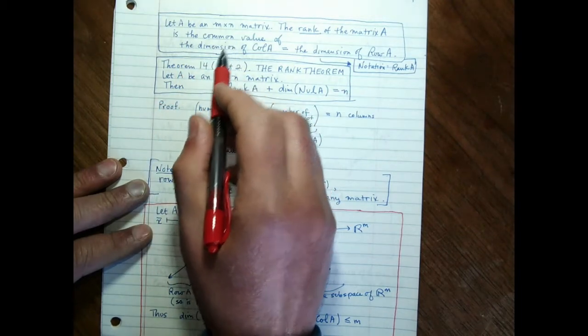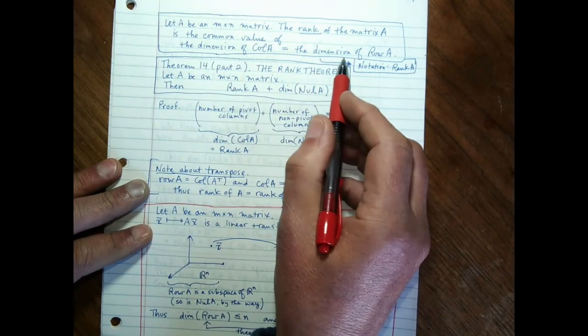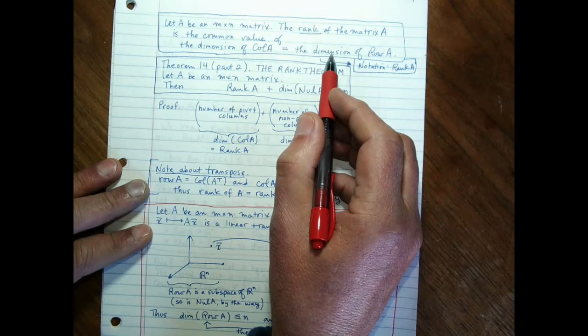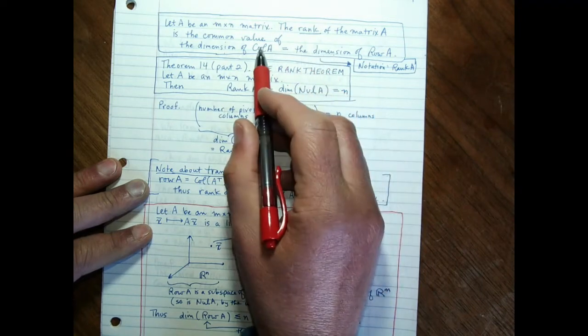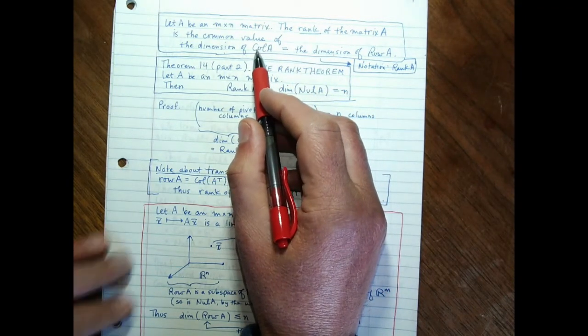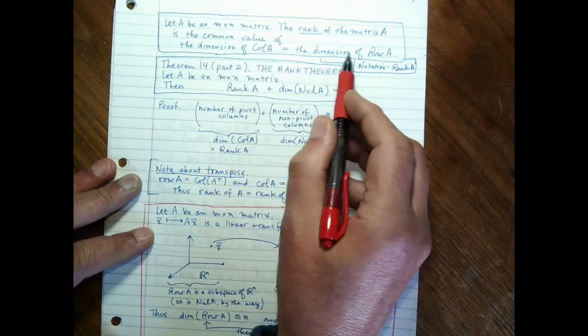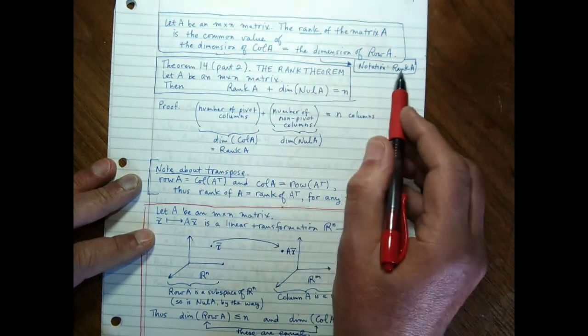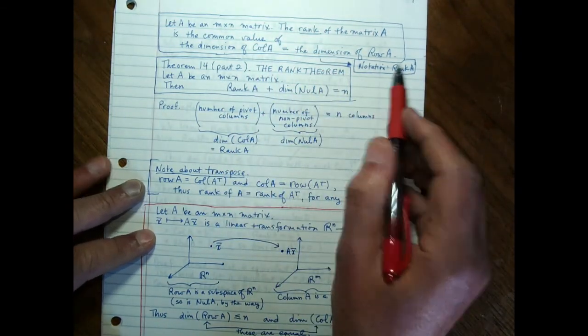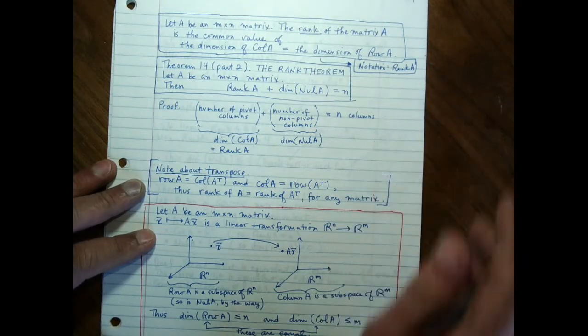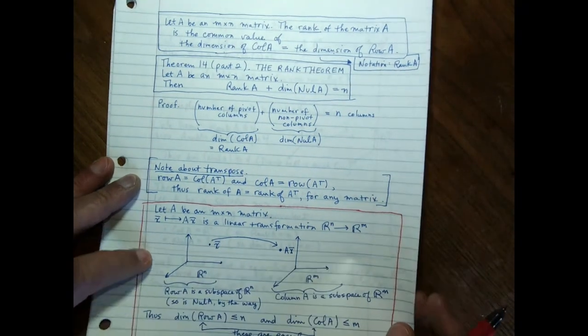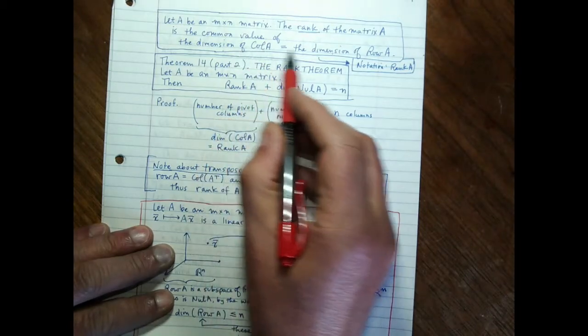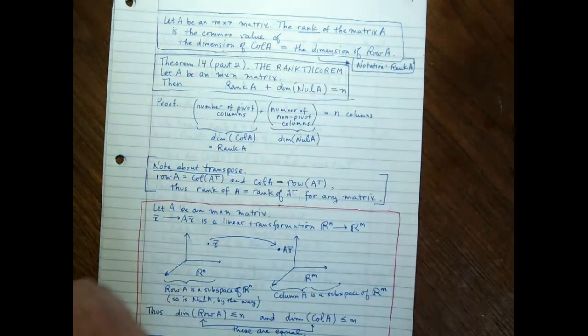I guess people couldn't make up their minds whether they wanted to call it the dimension of one or dimension of the other. Since they're equal, they made up a new word, and we call that the rank of the matrix. Okay, so again, dimension of column space, dimension of row space equals the rank of the matrix. Those two dimensions are always the same.